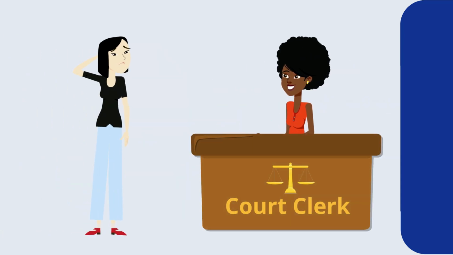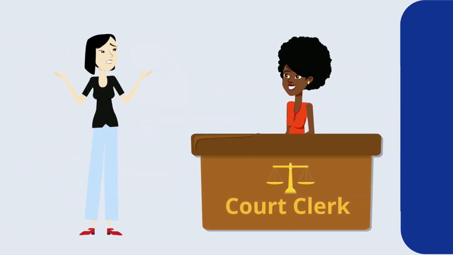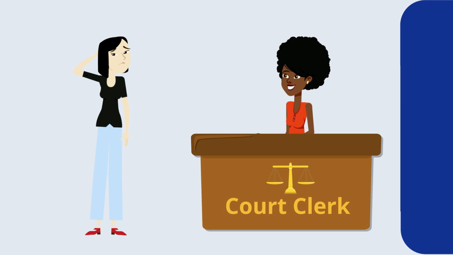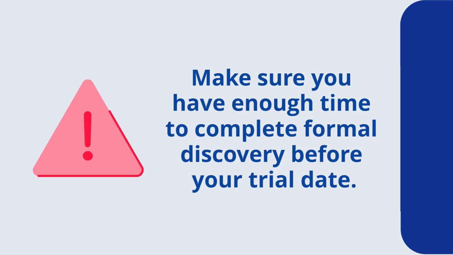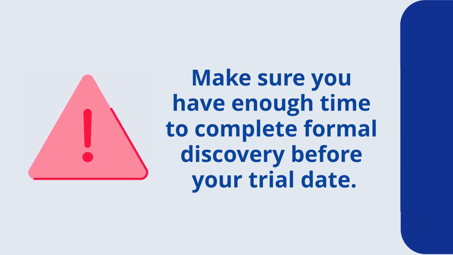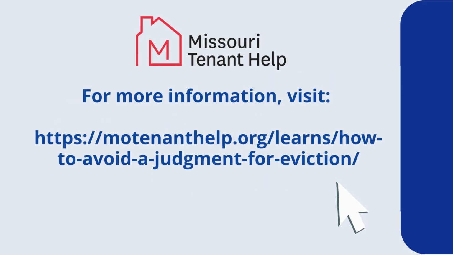For questions about filing your certificate of service, you should visit the clerk's office in the court where your case will be heard. The rules allow 30 days from the date of service to respond. Make sure you have enough time to complete formal discovery before your trial date. Because eviction cases are expedited, there is often insufficient time to complete discovery pursuant to court rules. motenanthelp.org has DIY discovery documents if you need to request additional time to complete discovery before your trial date.